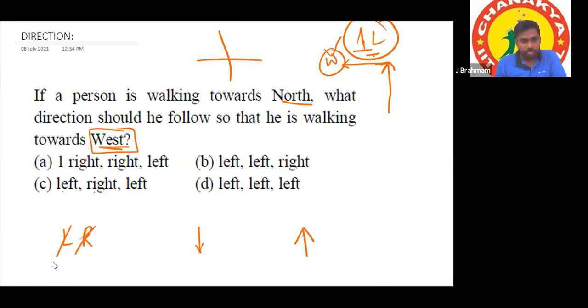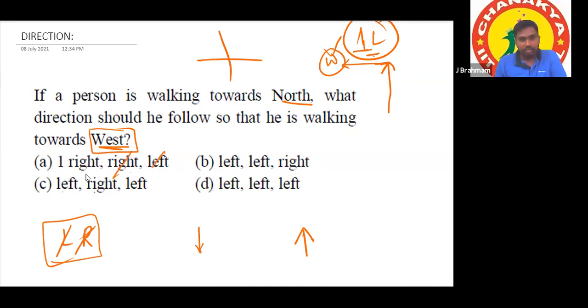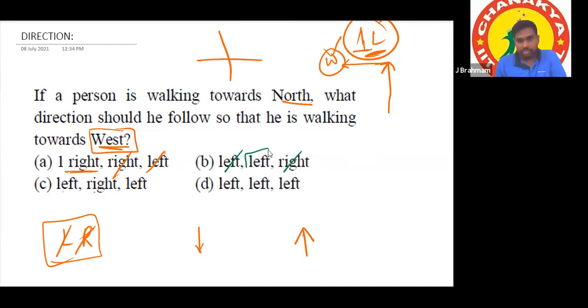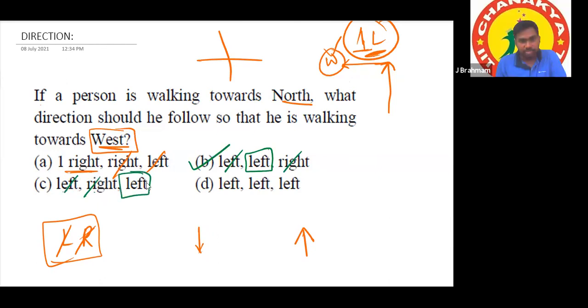Yes, sir. So in this also we have to do the same. One right and one left cancel, remaining one right. But we need one left now. So that is option B or C. Yes, this is the option B. It is possible for C also.